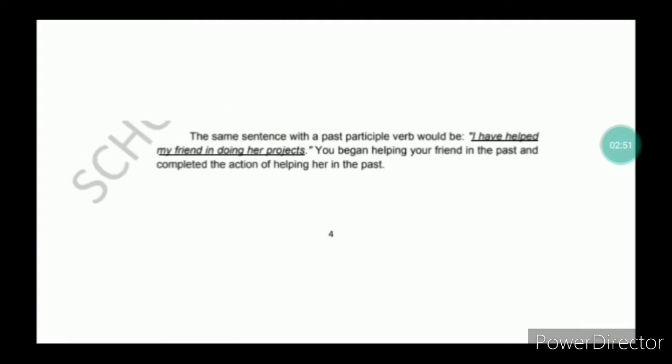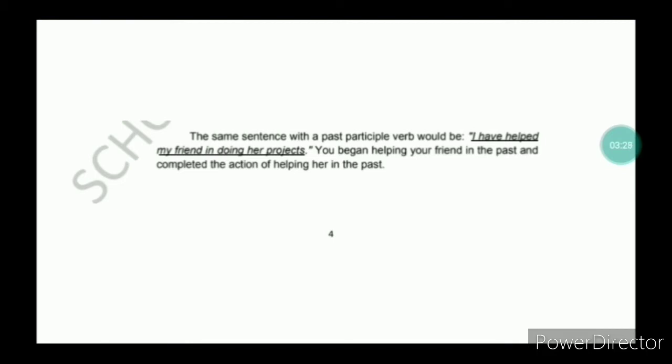Past participle in a sentence is here. I have helped my friend in doing her projects. So you can see there, if you analyze the sentence, you began helping your friend in the past and completed the action of helping her in the past. If you want the Tagalog version for this sentence, natulungan ko ang kaibigan kong gawin ang kanyang proyekto. So there, if you helped your friend in the past and you already completed the action in the past also, that is a past participle.